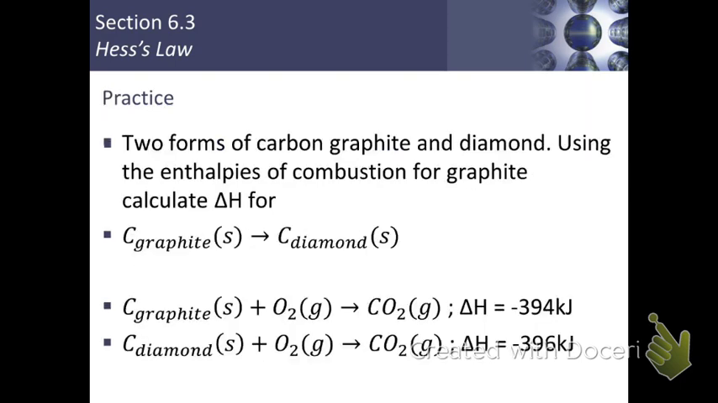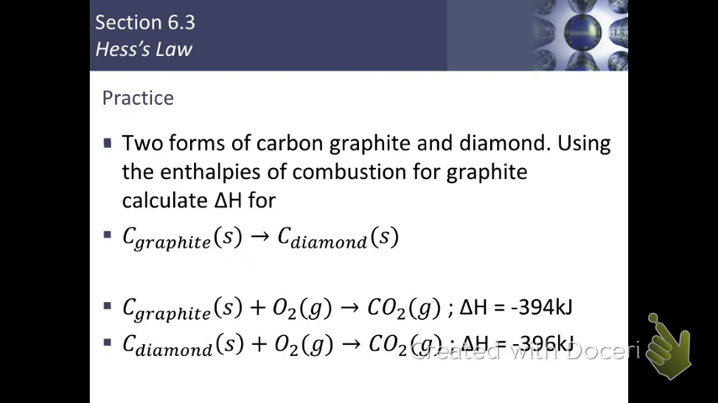All right, let's look at this one. This is a simple one to start out with. It says two forms of carbon are graphite and diamond. Using the enthalpies of combustion for graphite and diamond, calculate delta H for this reaction. So this is our overall reaction right here. We're going from carbon, graphite to carbon, diamond. Okay, so the subscripts really do make a difference, right? Graphite and diamond are two different types of carbon, so we've got to make sure that we're careful there. This is the equation that we're aiming for.